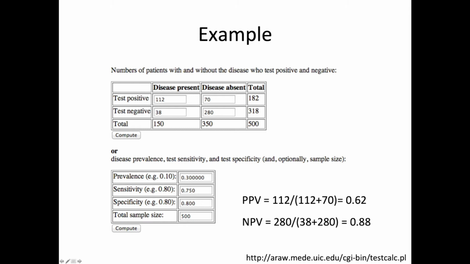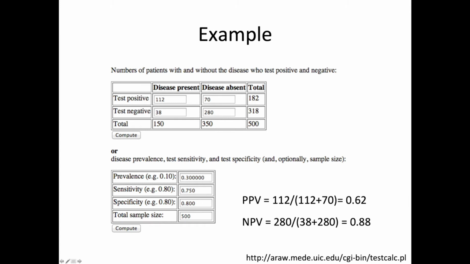So here's an example of it calculated in a hypothetical population. We have a study where the prevalence of the disease in our sample is 30%, and the sensitivity of the test is 75%, specificity is 80%. We still have 500 patients.